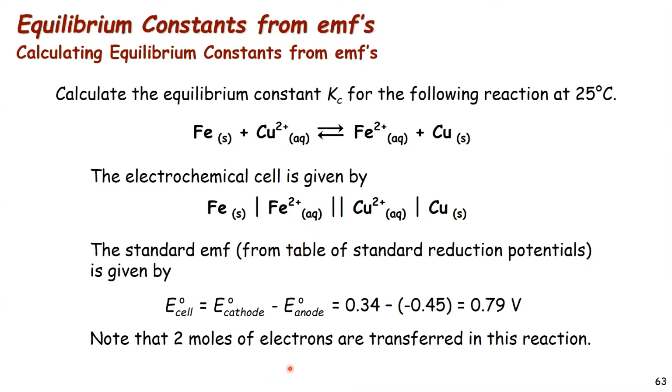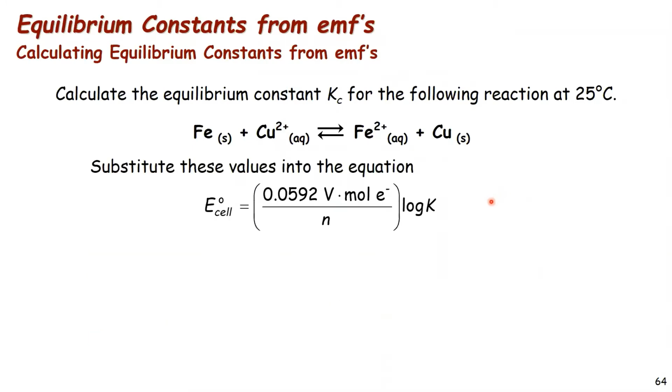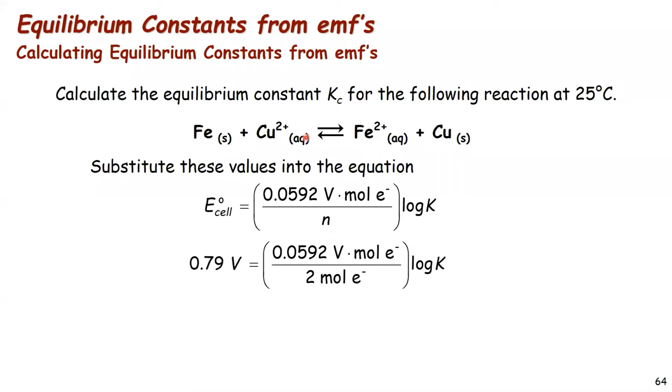Note that 2 electrons are transferred in this reaction. That's pretty easy to see, plus we've done this reaction quite a few times at this point. The number of electrons that were canceled in the balancing of the equation is the number of moles of electrons transferred, so that's n in our equation. Now we can simply plug it in. We determine the E cell, and we determine the value of n, and that gives us this equation here.